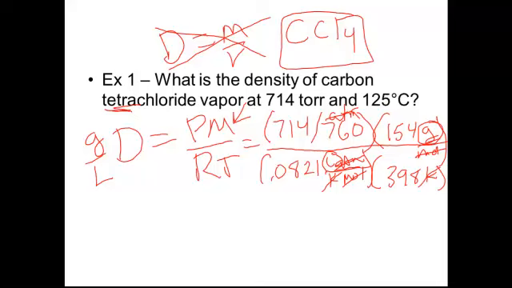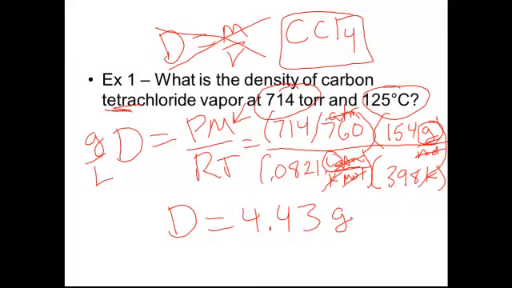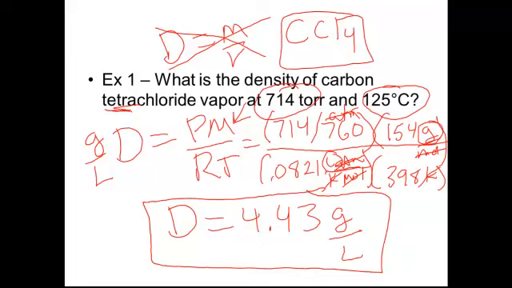714 divided by 760 times 154 divided by 0.0821 divided by 398 gives me a density equal to, again, I'm just looking at my numbers here, 3 significant digits, 4.43. And again, use your units, grams on top, liters on the bottom. And that's my final answer, 4.43 grams per liter.